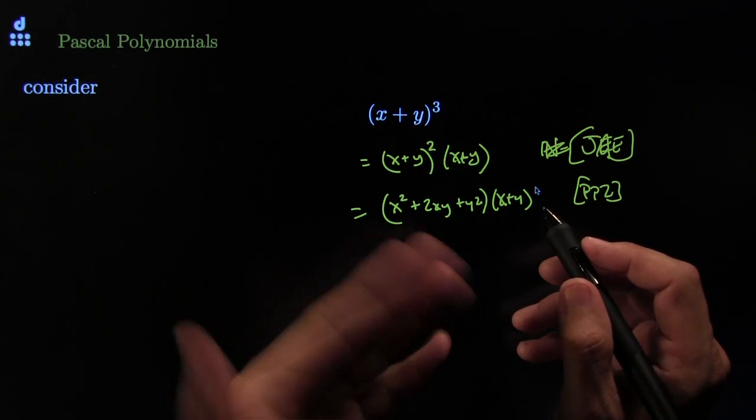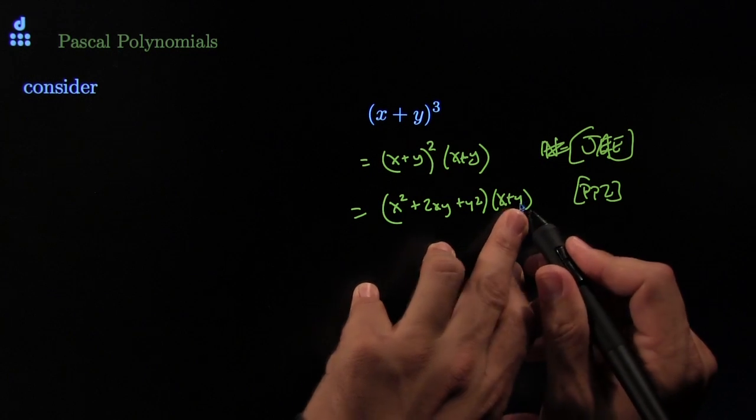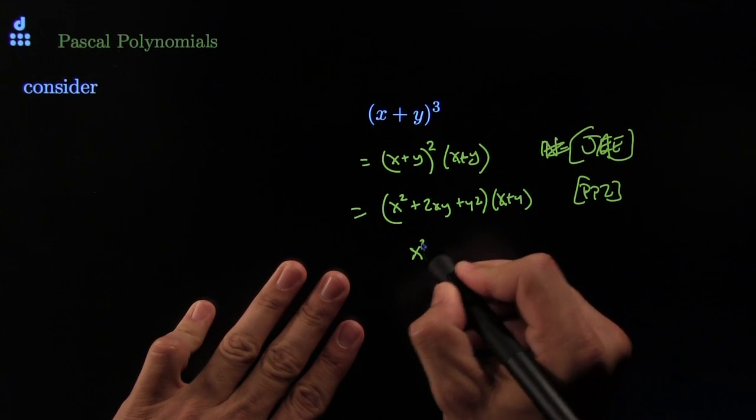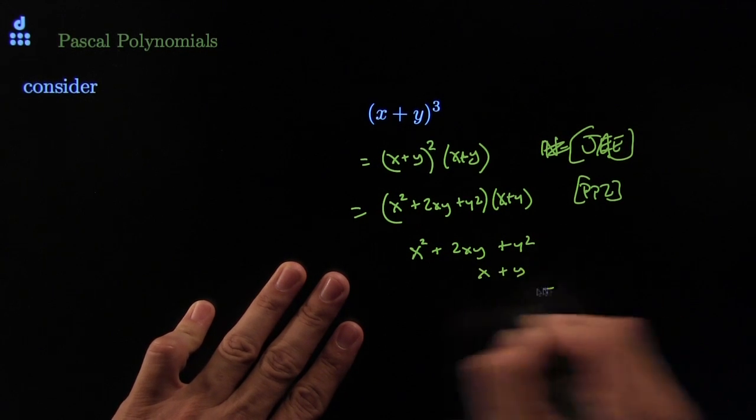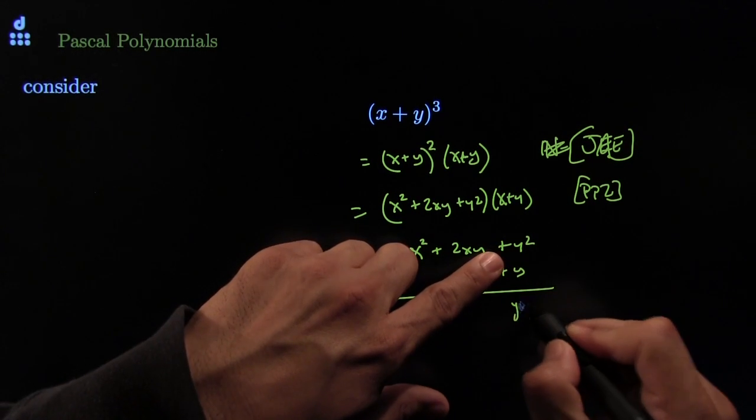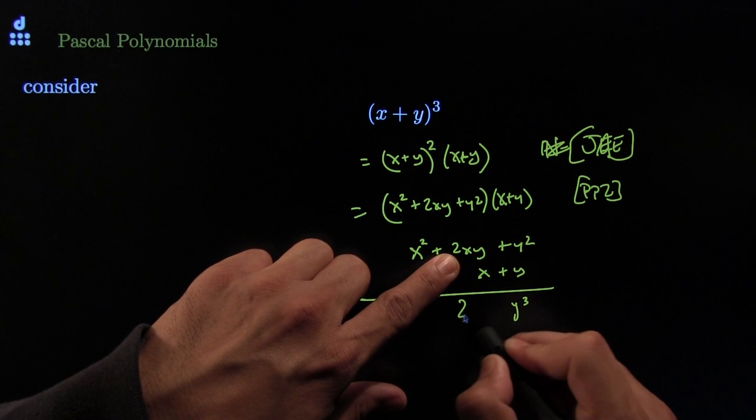Luckily, we've done this stuff before because we have the famous and powerful kindergarten method. So you could do this: x squared plus 2xy plus y squared, times x plus y, and see how it fares out. This will be y to the third. This will be 2xy squared.